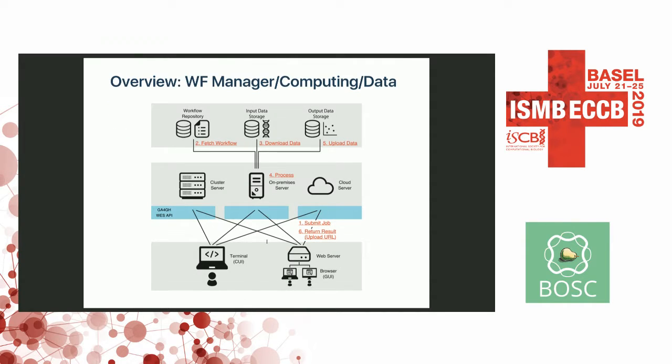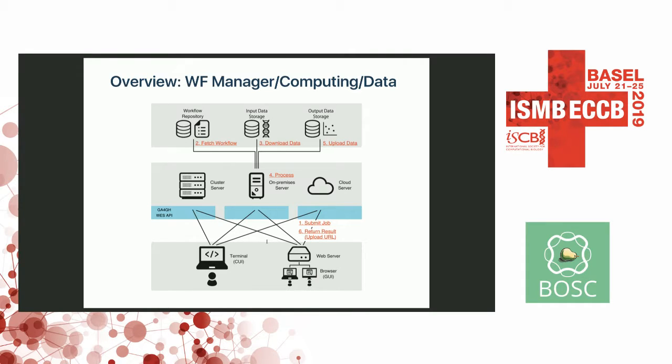So this is the overview of the system. The most important thing here is that we have three layers: the workload manager in the bottom, the computing in the middle, and the data at the top, all separate and connecting via the network or the API. The workload manager in the bottom will send a request to the computing node via the GA4GH's REST API, which was presented by Brian yesterday. And the computing node will fetch the workloads and the input data from the data layer, and will send the resulting output data to the data layer again.